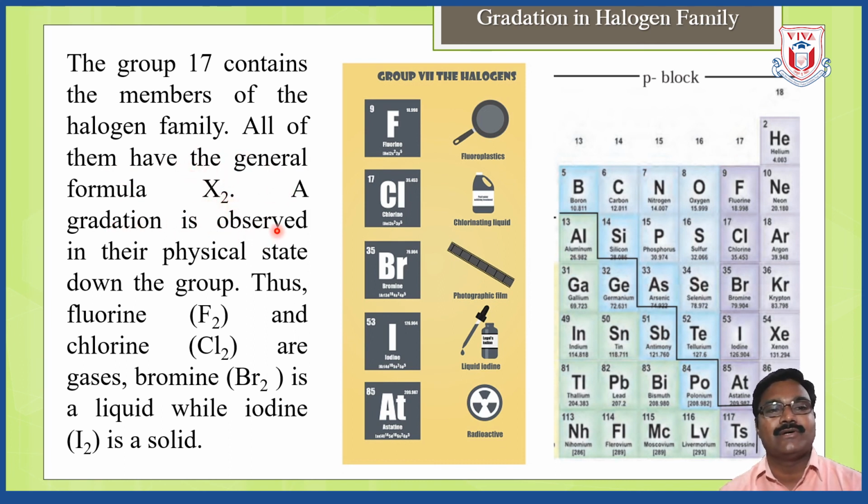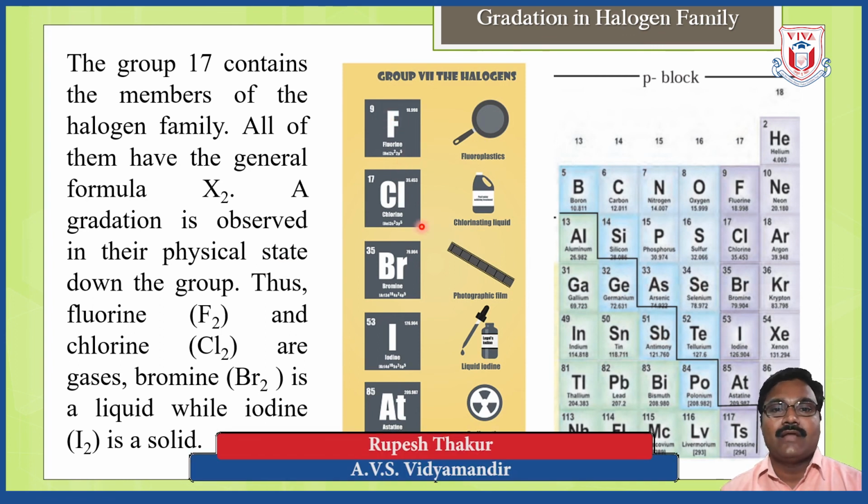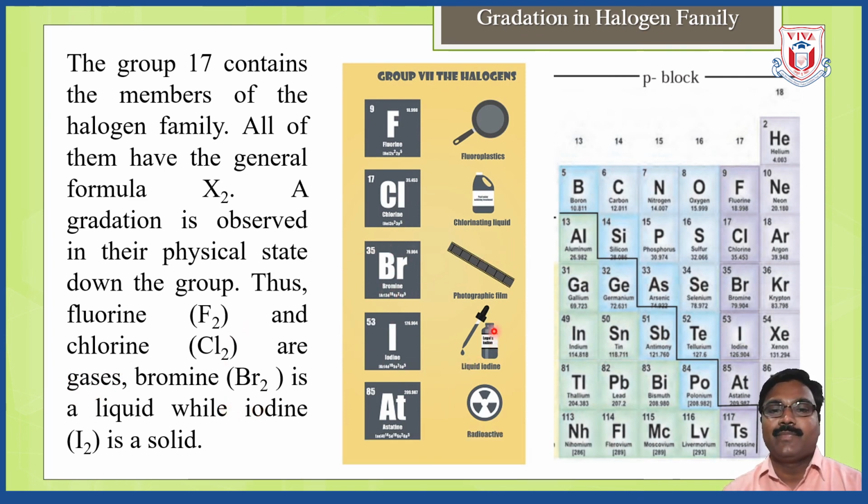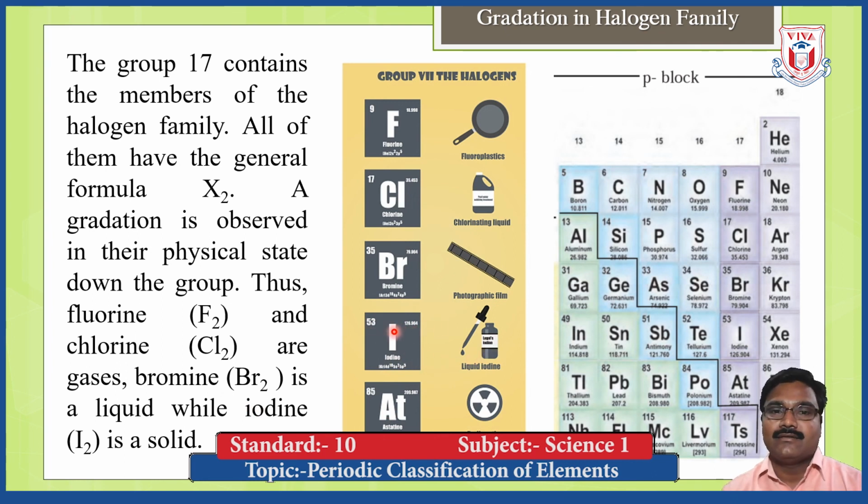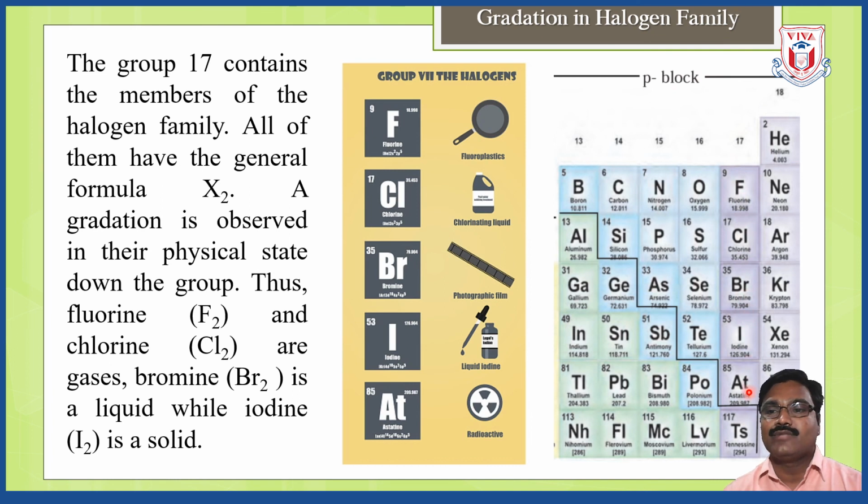A gradation is observed in their physical state down the group, and thus fluorine, chlorine, bromine and iodine have some gradation in their physical properties. What are they? Fluorine and chlorine are present in the gaseous state. Then bromine is found in the liquid state, and iodine is found in the crystalline, that means solid, state. This is known as gradation in the halogen family. And here you will see the halogen family is placed in group 17.